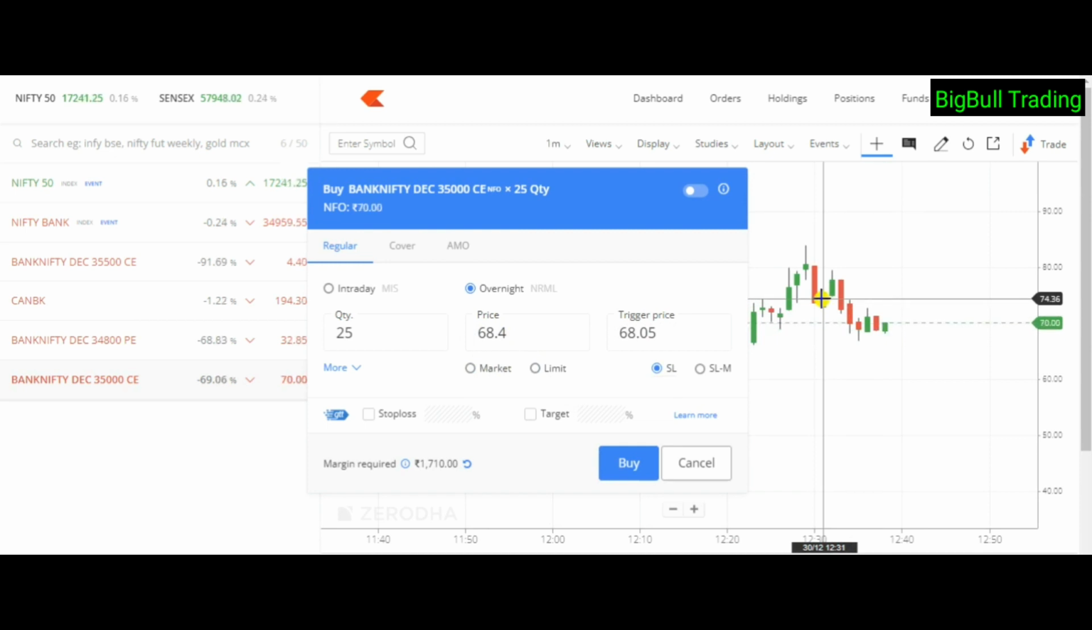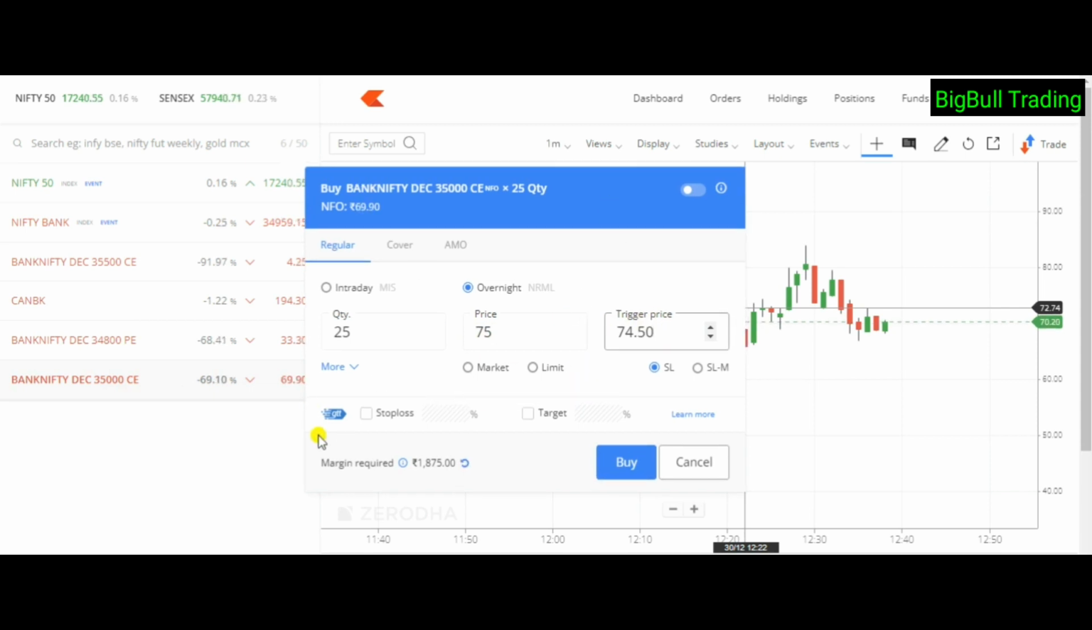For example, for this order, suppose now the high here is 74.20. You feel that you want to buy at 75, so you put the price you want to buy at, and 50 paisa below should be the trigger price, so you put this one. After that, you can see below there is written GTT, where stop loss and target both are there.